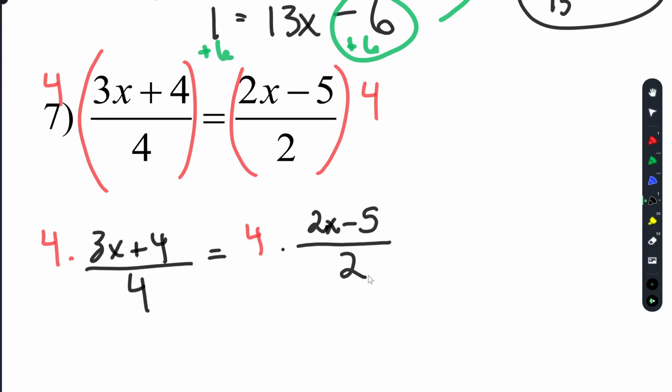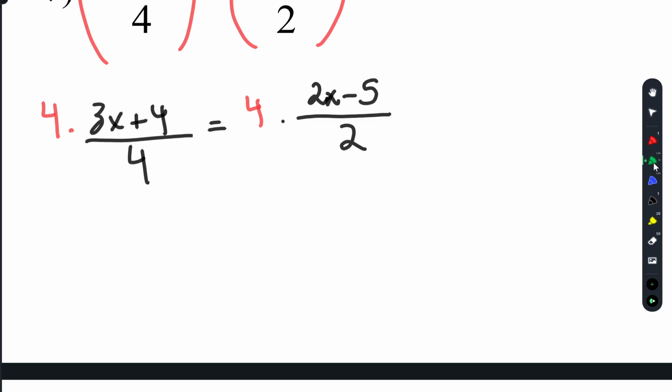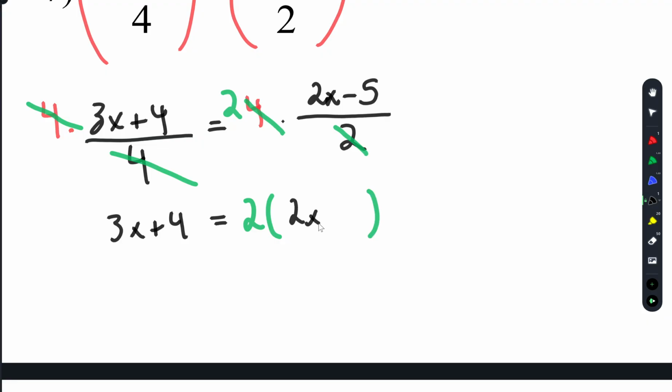If you multiply both sides by 4, this guy is totally gone. You're dividing the whole thing by 4 and now you're multiplying by 4. So you're going to get 3x plus 4 by itself. And then this one turns into multiplying everything by 2. So I'm going to multiply everything by 2. I quadrupled both sides. And then now I'm going to distribute and balance the equation.